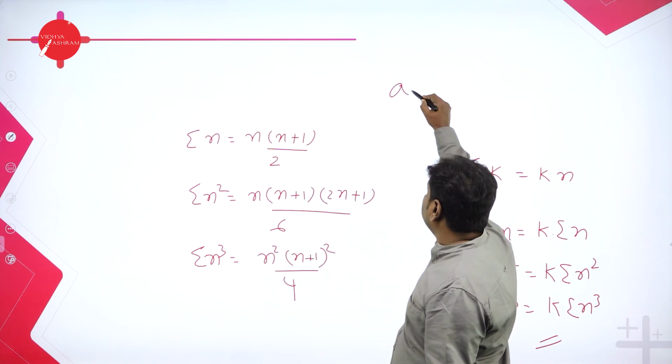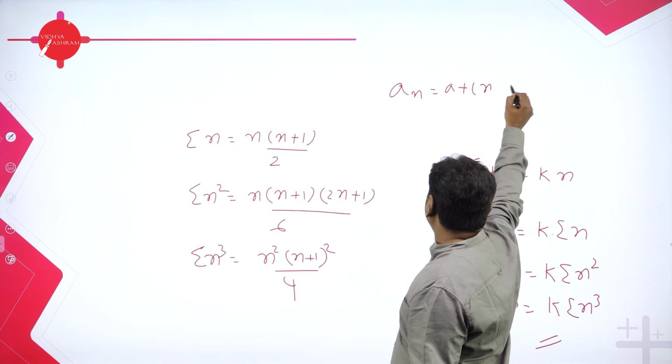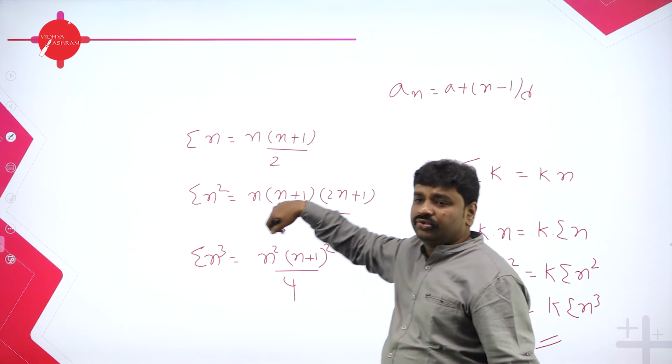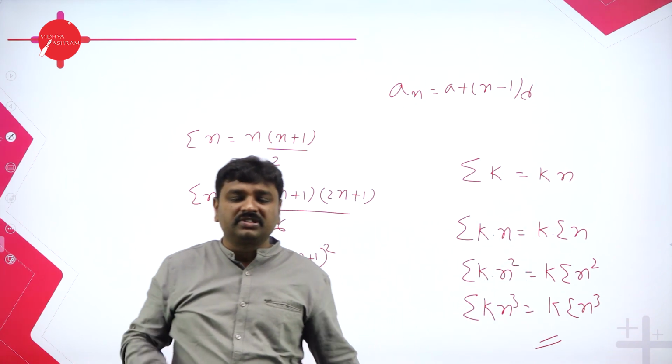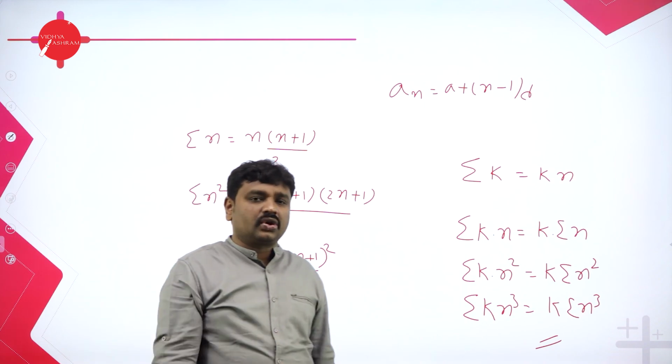What is the general term in AP? An is equal to a plus n minus 1 into d. So these are the formulae we use to solve the problems of exercise 9.4. Please sit and revise the formulae and start solving the problems.